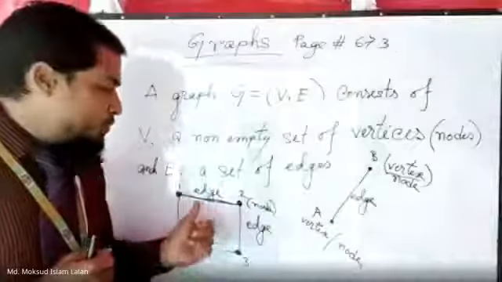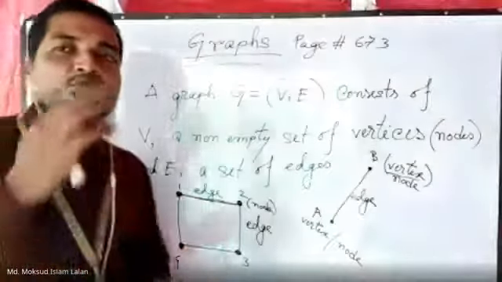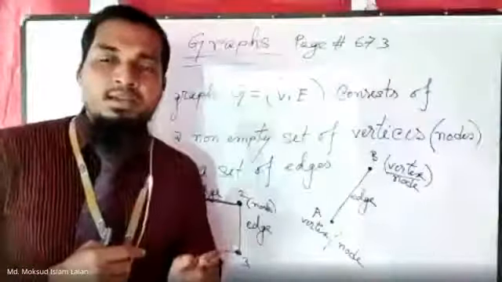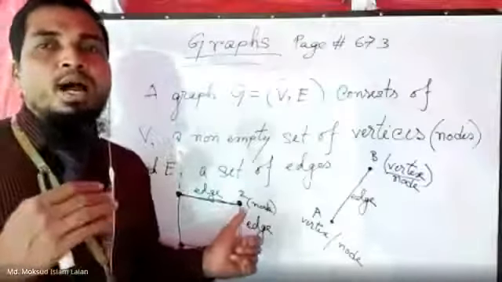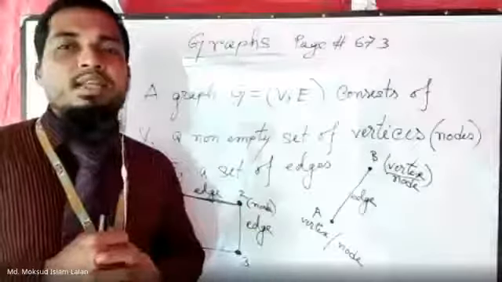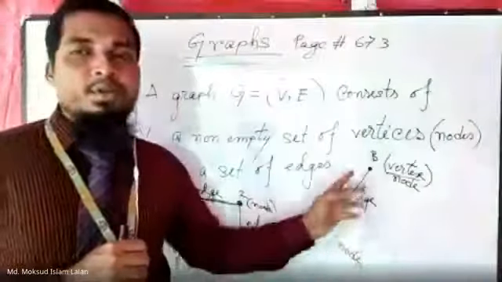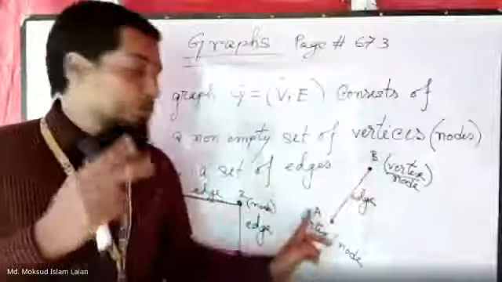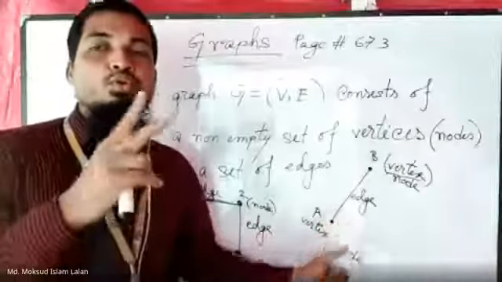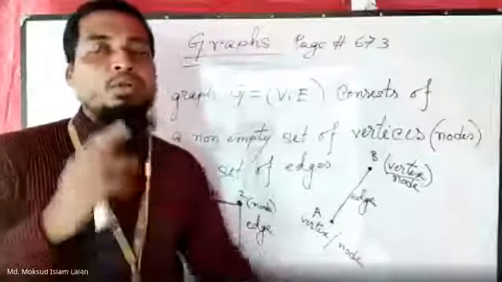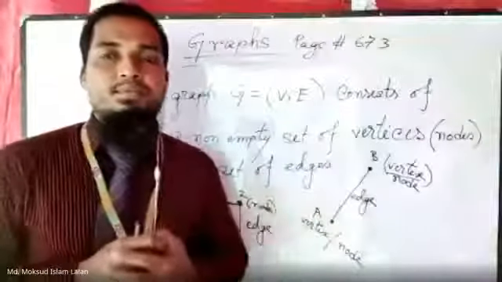Very good. So why finite? Because there are four edges and four vertices. This four, which is finite. So that's why it's called a finite graph. This is also a finite graph because it has two vertices and one edge. So two is finite, one is also finite. So that's why it's called a finite graph.